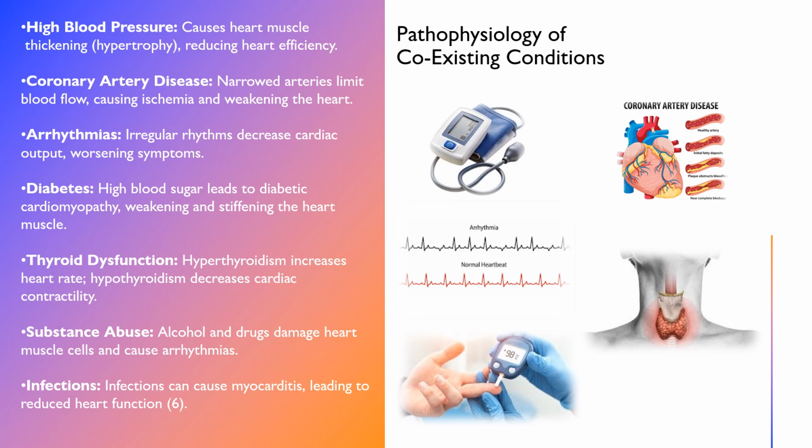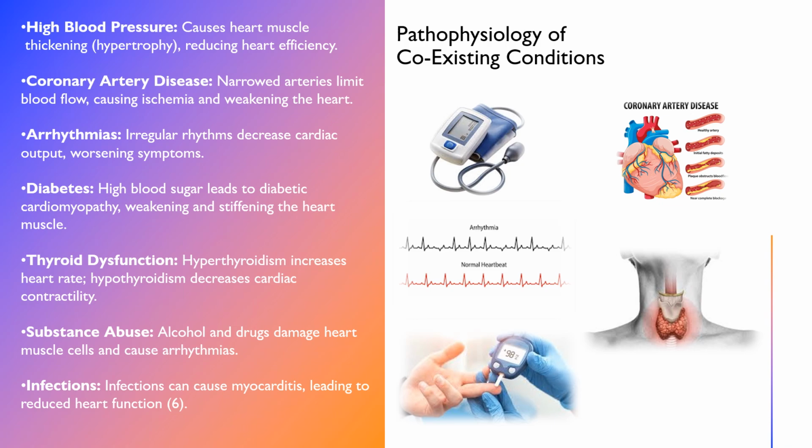Arrhythmias, or irregular heart rhythms, can disrupt the heart's pumping efficiency, decreasing cardiac output and worsening heart failure symptoms. Diabetes results in high blood sugar levels, which can lead to diabetic cardiomyopathy. This condition weakens and stiffens the heart muscle, impairing its ability to pump effectively. Thyroid dysfunction can also complicate heart failure management. Hyperthyroidism increases heart rate, while hypothyroidism decreases cardiac contractility.